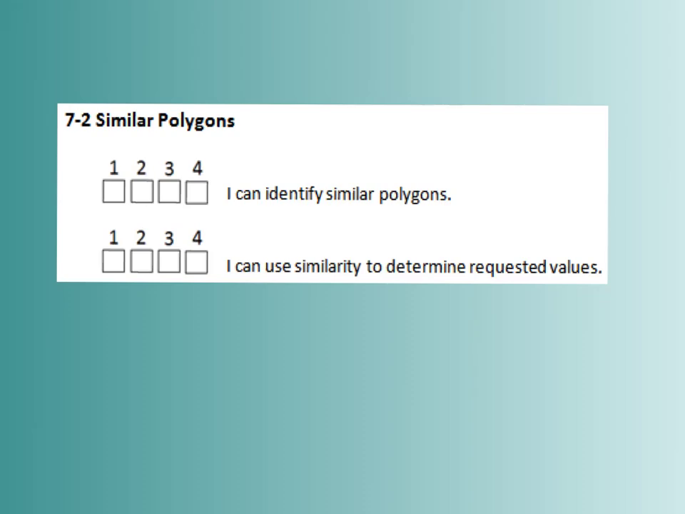Section 7.2 is called Similar Polygons, and we have two learning objectives. The first is going to be identifying similar polygons, and the second is then using that similarity to determine requested values.